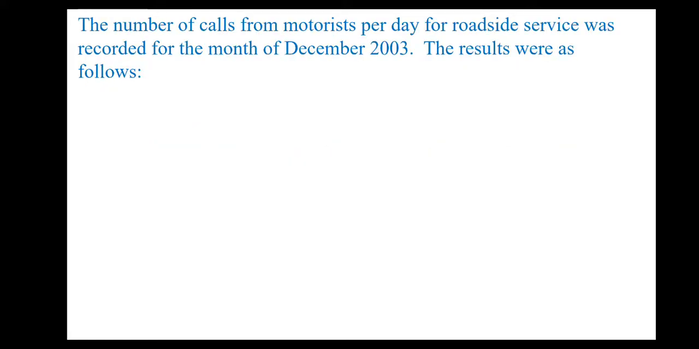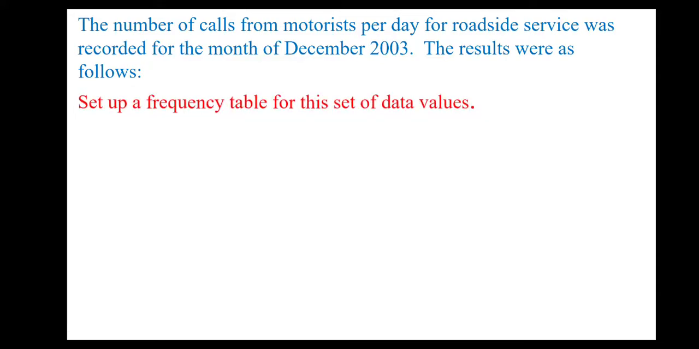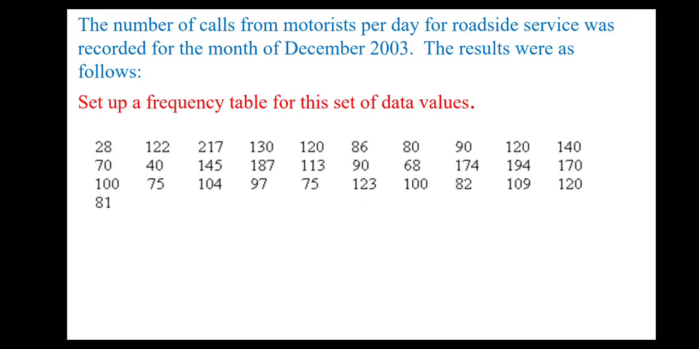The number of calls from motorists per day for roadside service was recorded. This problem will be taken as I have explained so far. How do you make it? Look at that. Set up a frequency distribution for these data values, given as 28, 122, 211, and so on. The range will be different: the minimum will be one value, the maximum another, with more values and fewer values in between. So that is what we are going to use.